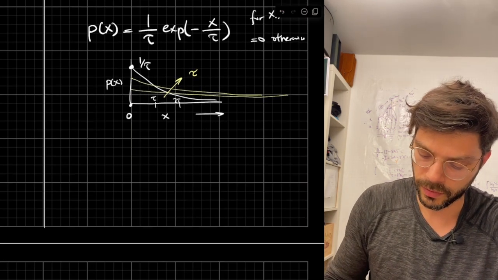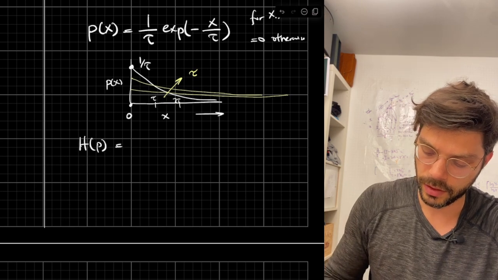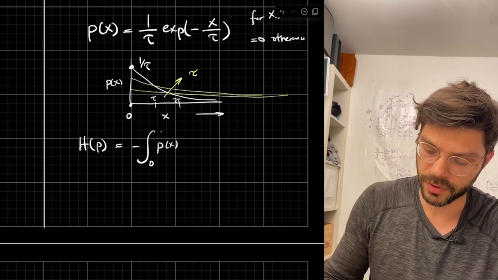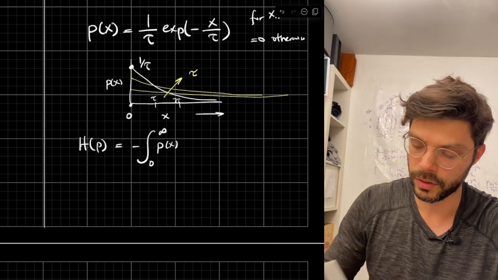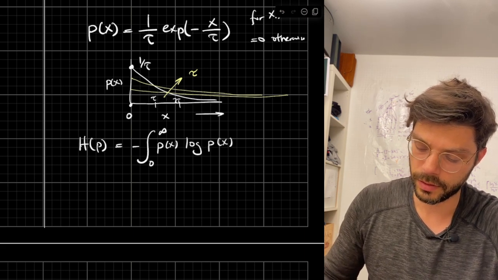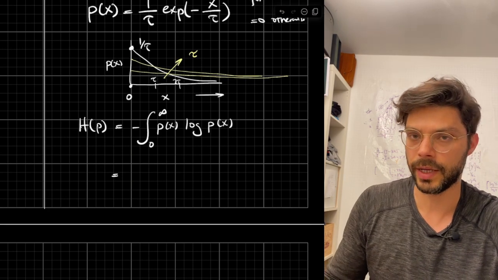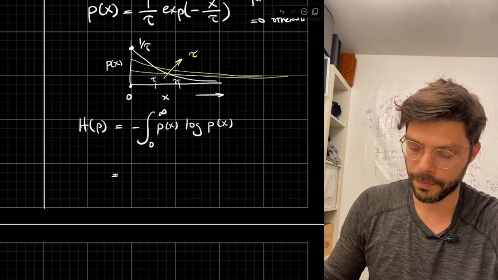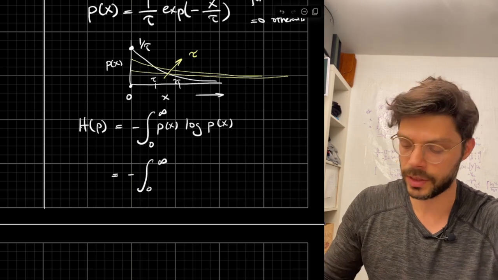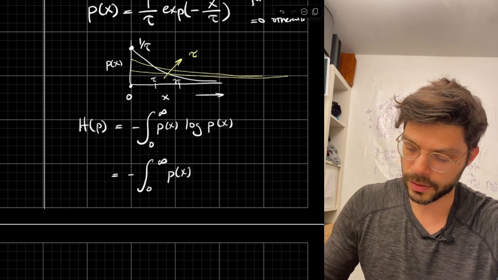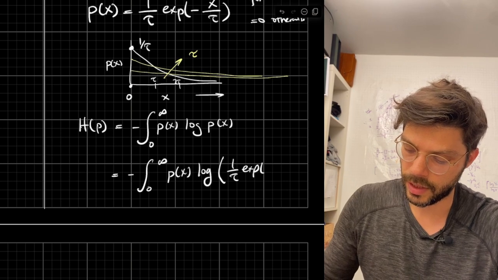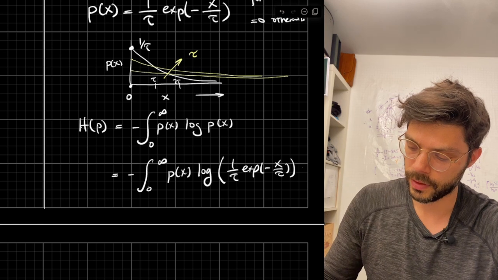Okay, so again, we've got h of p equal to minus the integral from 0 to infinity of p of x log p of x dx. This time it's going to go all the way to infinity because the distribution is defined over that whole range. So let's plug in, and we'll actually plug in the log p of x first before we do the whole thing, because some things will simplify that way. It'll keep it less cluttered. So what's log p of x? So we've got log of 1 over tau times e to the minus x over tau.